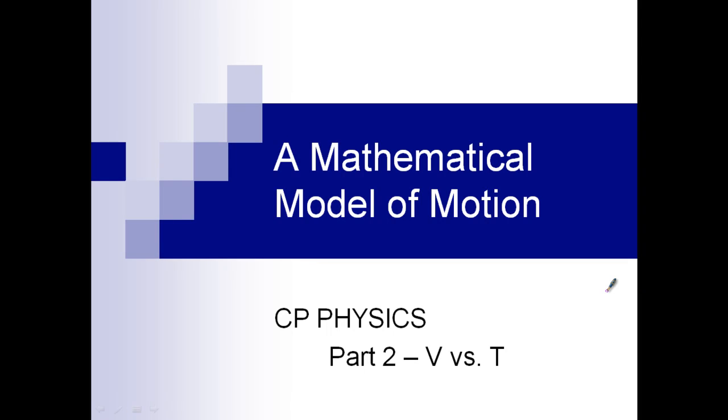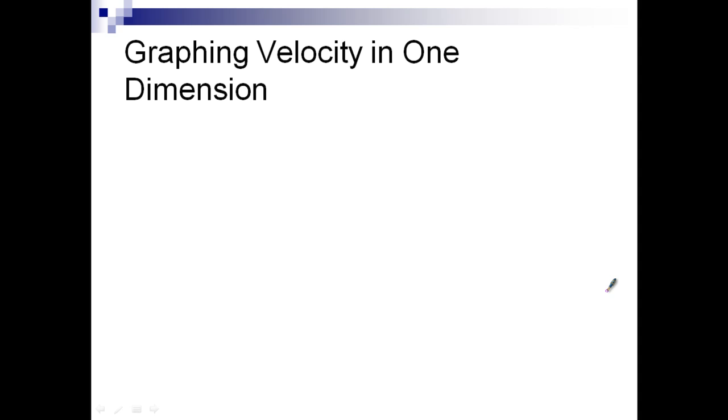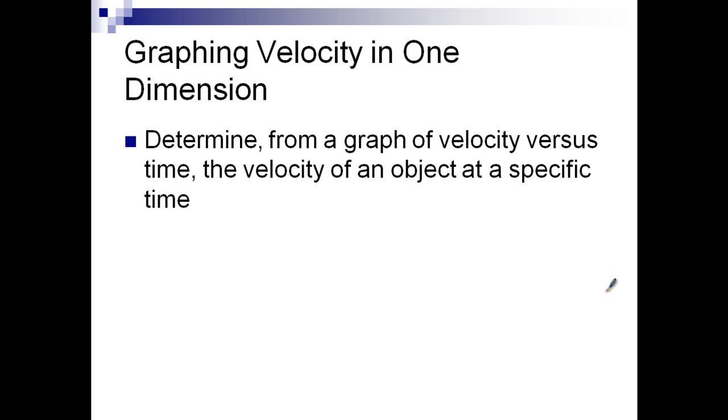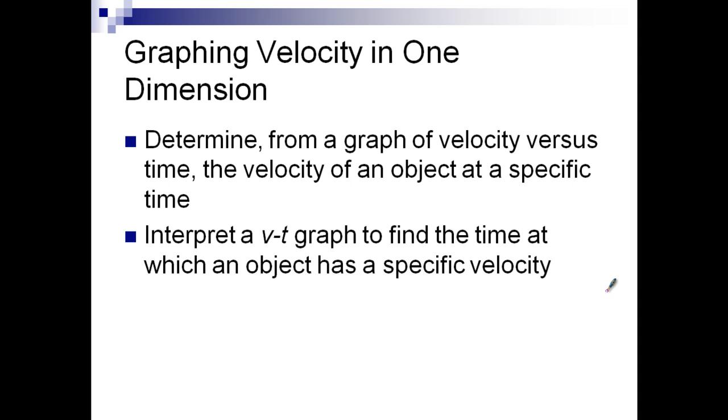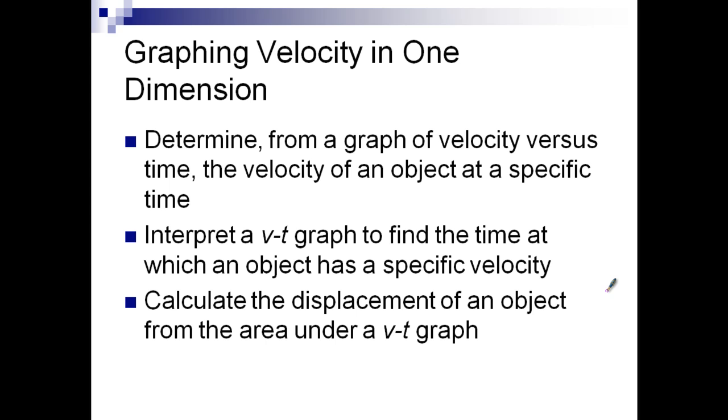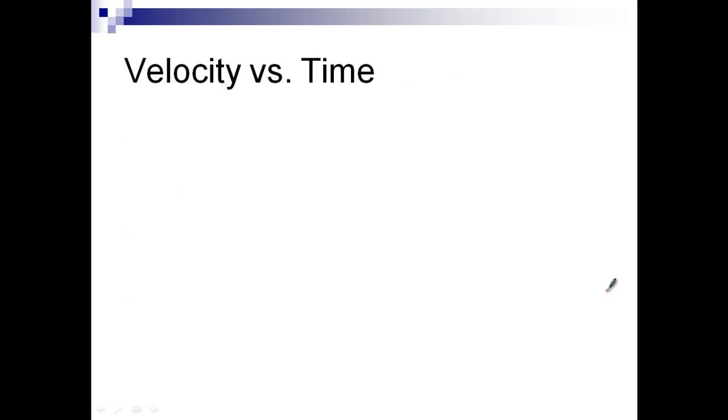And here's part 2 of our journey into a mathematical model of motion. So now we're going to graph velocity in one dimension. You'll be able to determine from a graph of velocity versus time the velocity of an object at a specific time, interpret a VT graph to find the time at which an object has a specific velocity, and calculate the displacement of an object from the area under a VT graph.